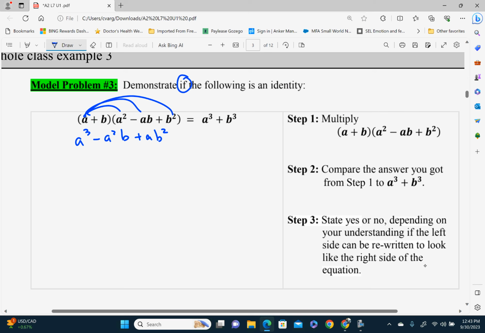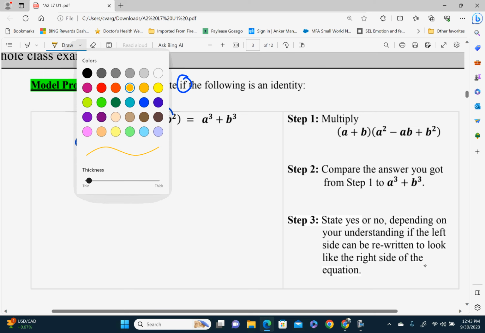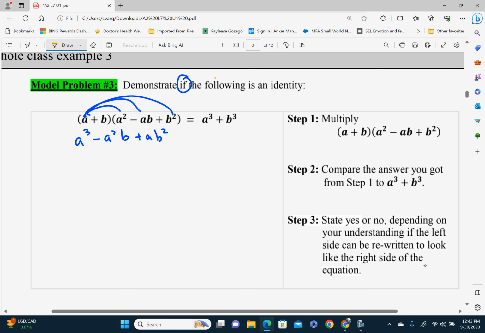Okay. So now we did all the a's. We're going to do the same thing with the b's. So let me just go ahead and switch a different color here. So if I have b times a squared, that's going to be positive a squared b. b times negative ab is going to be negative ab squared, and b times b squared is going to be positive b to the third.